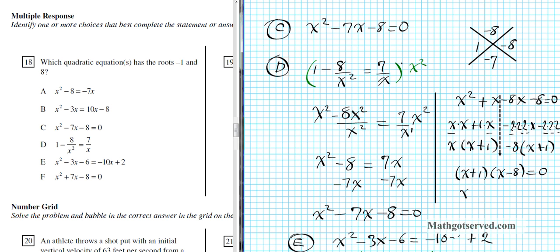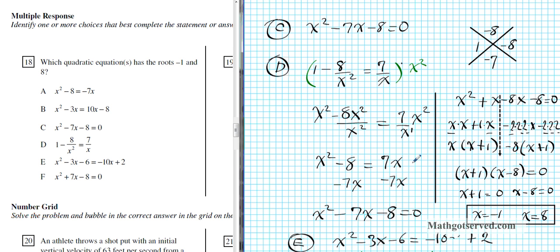And then to solve it, you set both of them to 0. All right, and then the first one is x equals -1 if you subtract 1 from both sides. And then the second one is x equals 8 if you add 8 to both sides. So we can see that option C matches the answer.